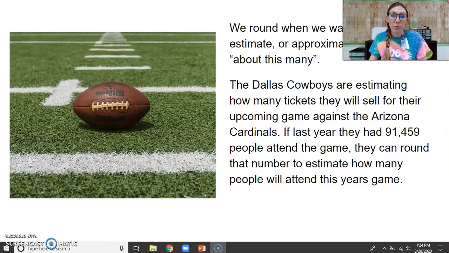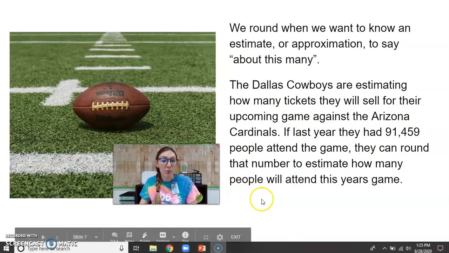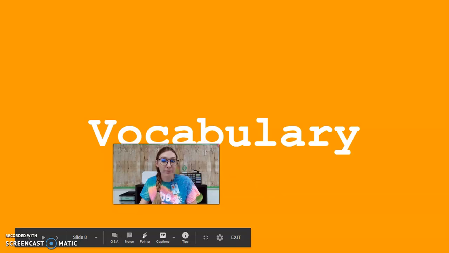We round when we want to know an estimate or approximation, to say about this many. So for example, the Dallas Cowboys are estimating how many tickets they will sell for their upcoming game against the Arizona Cardinals. If last year they had 91,459 people attend the game, they can round that number to estimate how many people will attend this year's game.